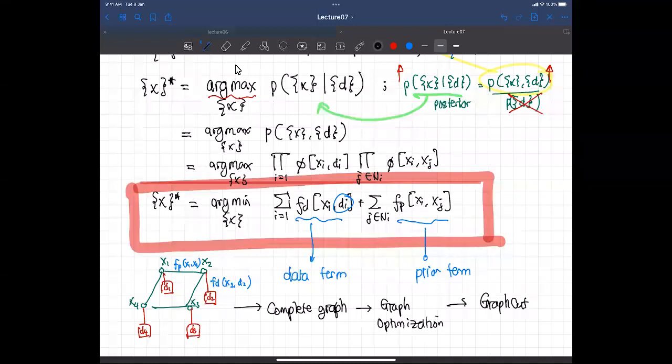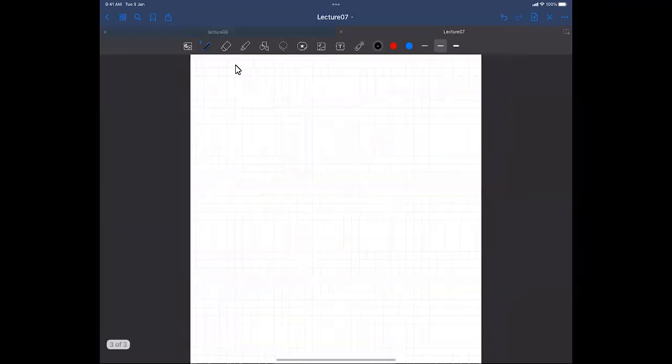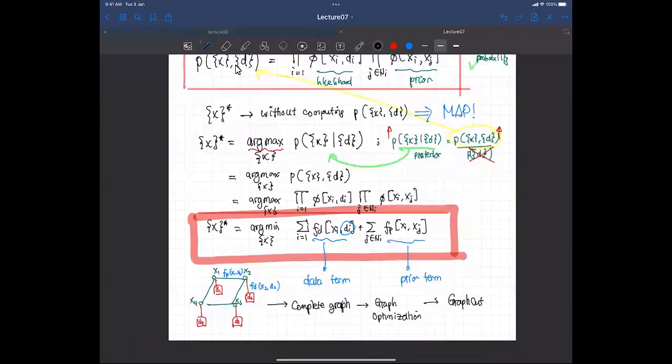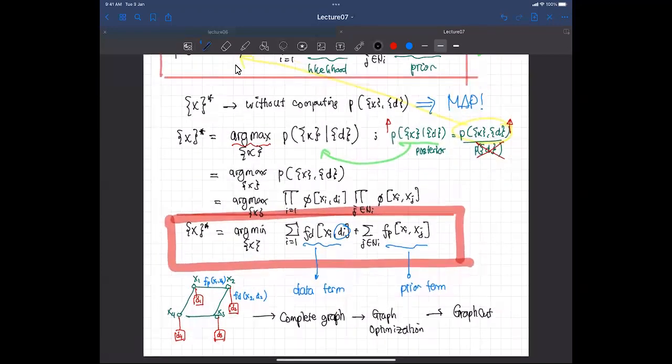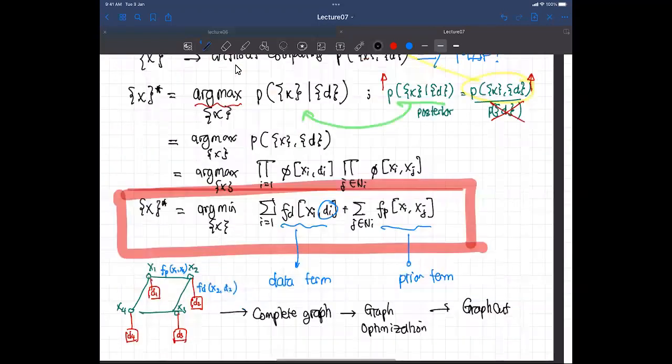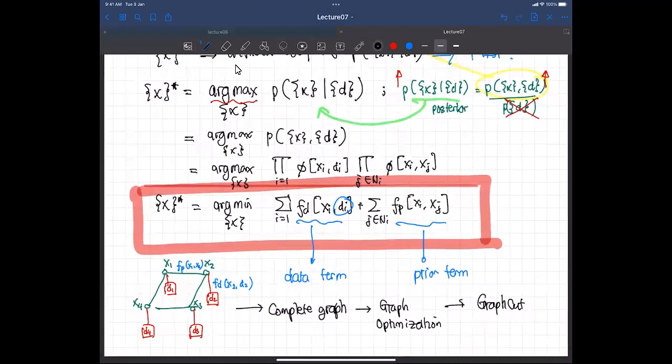So now let's discuss a bit about graph cards. You see the storyline here, right? The storyline is that based on the mathematical equation, we can have a complete graph. And from the complete graph, we are ready for optimization. So that's why this equation is very important, because without this equation, you cannot have a complete graph. And without a complete graph, you cannot do optimization, which is global optimization.